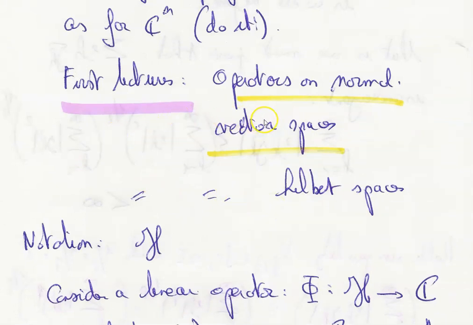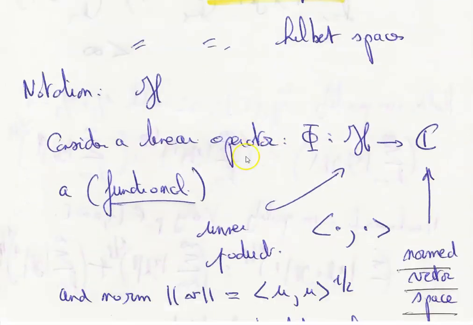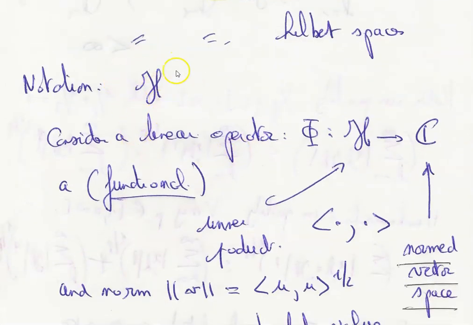So in the first lecture we spoke about operators, normed vector spaces. We spoke about Hilbert spaces. The notation commonly used for Hilbert space is this one. Okay, calligraphic notation, which is common to French, English, Italian, Spanish, I mean the whole community of mathematicians. We usually use it like this.